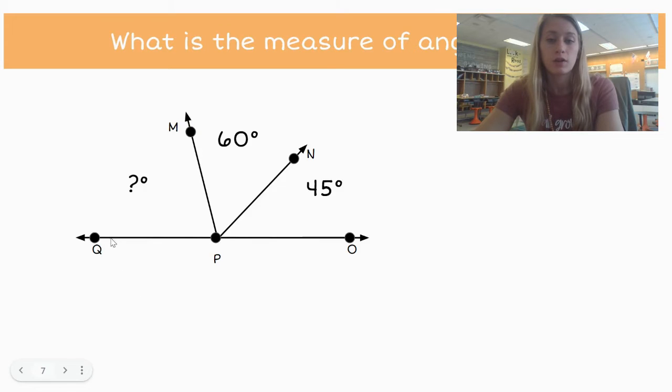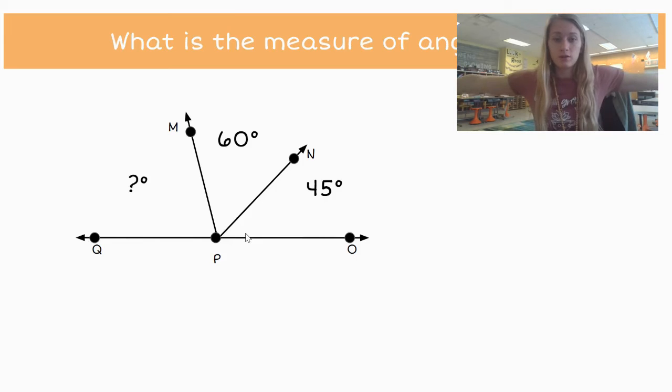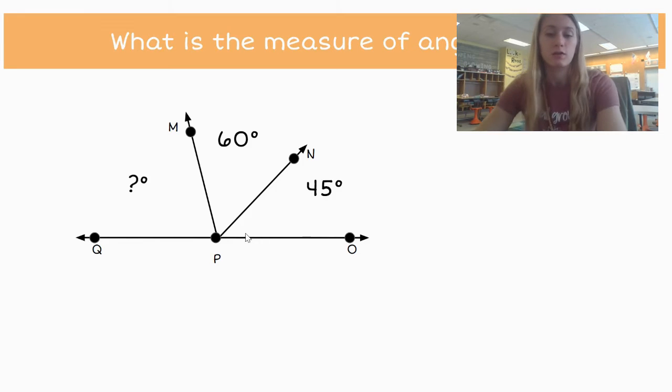Okay, so here we have a giant angle, QPO. Now, we have to find this question mark right here, QPM. Well, what do I know about this? I know I have 45 right here. I have 60. Do I know what the total measure of this angle could be? Think of what a straight angle is and how many degrees a straight angle is. If you said it's 180, nice job.